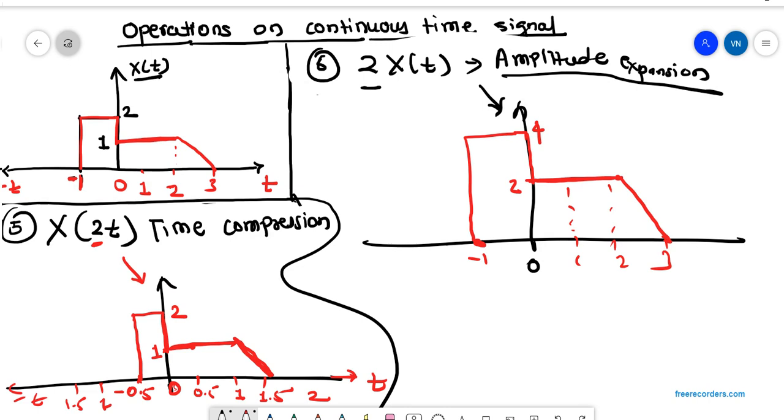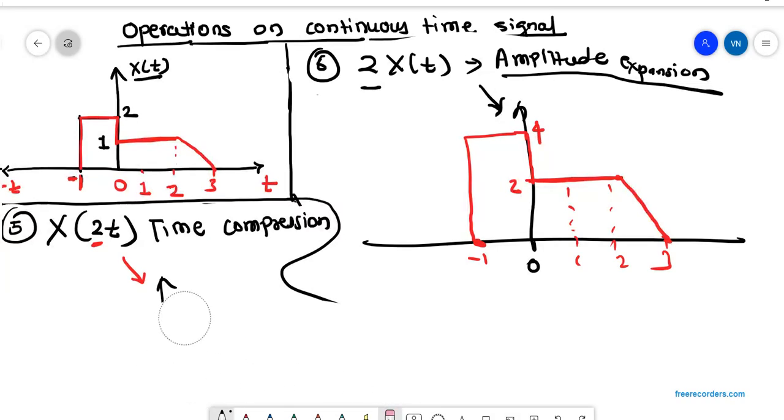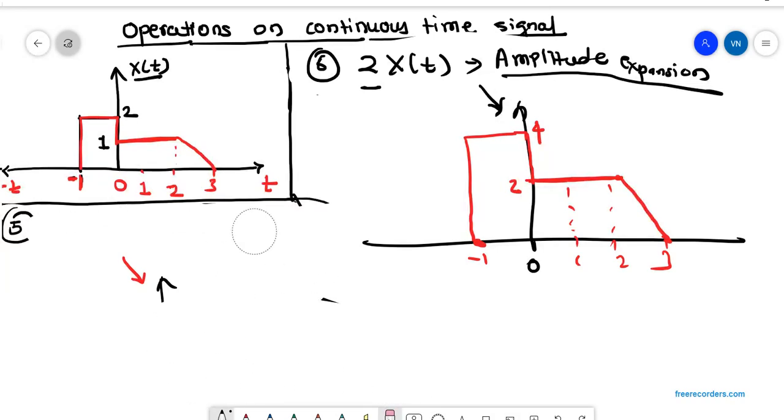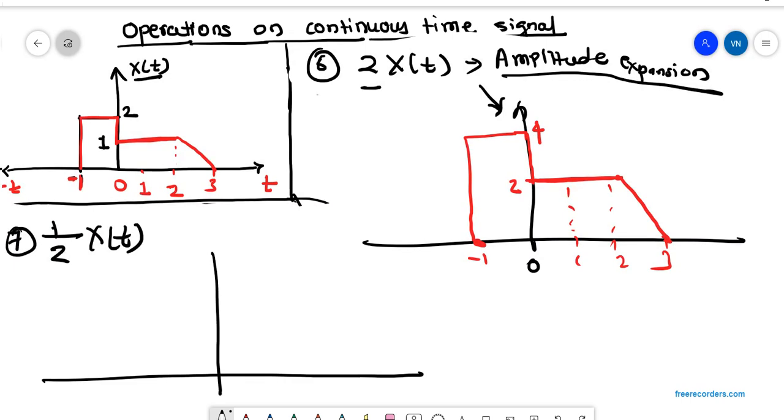We just have to expand the amplitude. Same, if I take another example like time compression, if you have to compress the amplitude, how can we compress the signal? See here, you just have to write another example like 1/2 into x of t. So how can we write 1/2 into x of t? We have to divide each and every amplitude by 2.